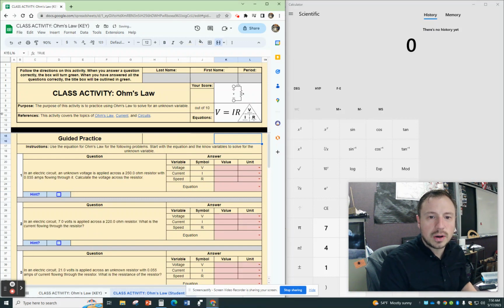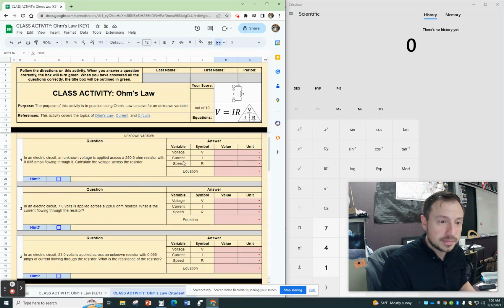So with the guided practice, the first thing you do is generate those problems. So I'll check that box. The first three are just the three kinds of problems that I can give you. And you can see I do have the equation, V equals IR, and that triangle that will help you out.